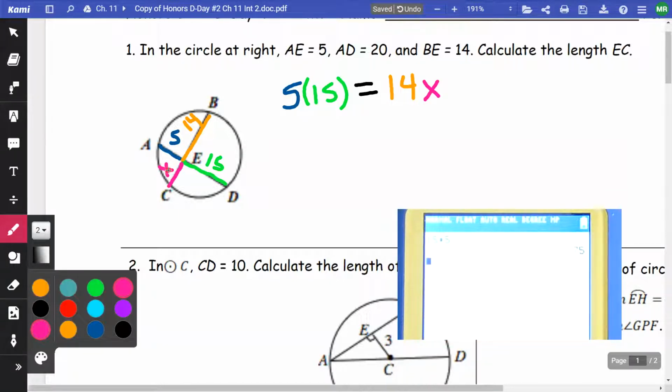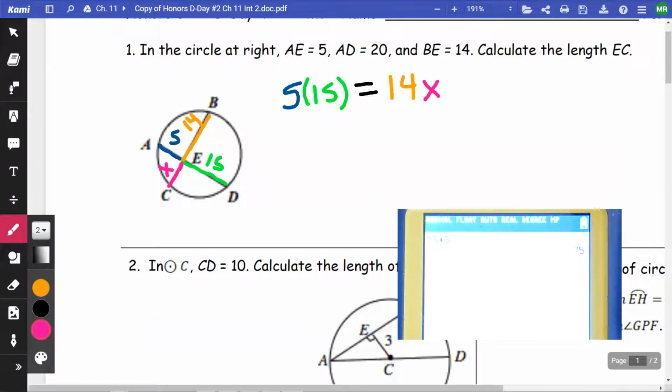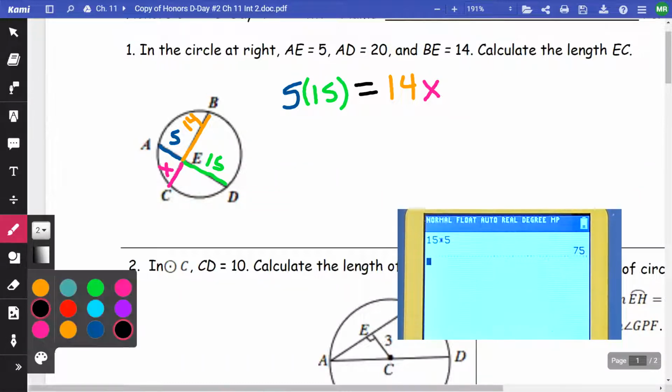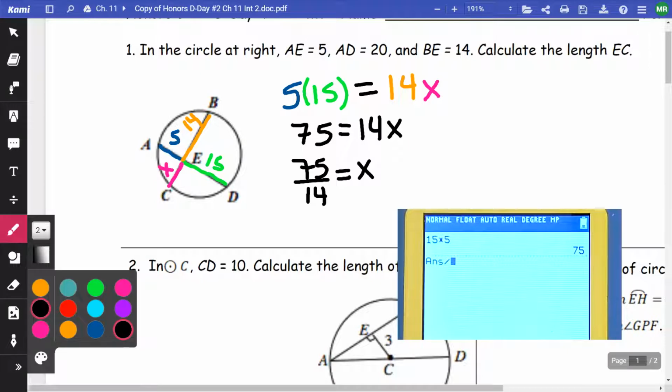So 15 times 5, I end up having 75. And then I'm going to divide both sides by 14. And so I get 75 over 14 for my X, or 75 divided by 14 is 5.357. So about 5.36. I would just leave it, since you have not a nice fraction, not a nice decimal as a fraction.